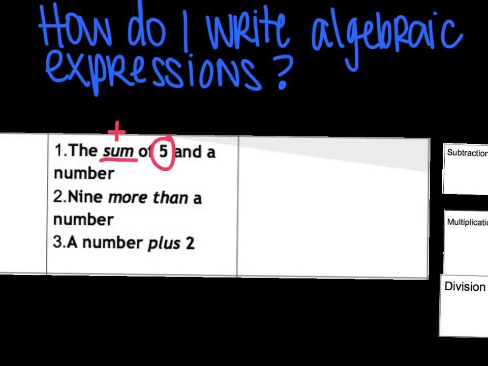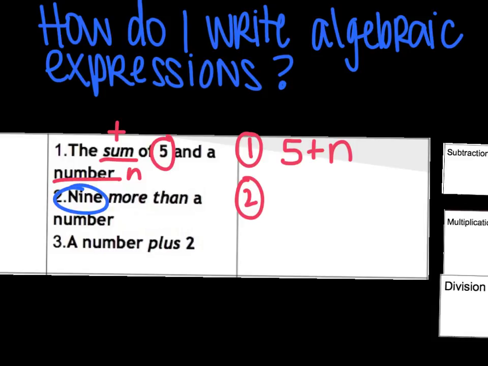I'm going to add 5 and a number, and I don't know what the number is, so I'm going to pick a variable. In this case, I'm going to use n. So I'm going to do 5 plus n for the number 1. Number 2, it says 9 more than a number. So we're going to go in order. 9 is your number. More than means adding. And then a number, which we don't know, I'm going to use x this time. Okay? So I'm going to write 9 plus x.